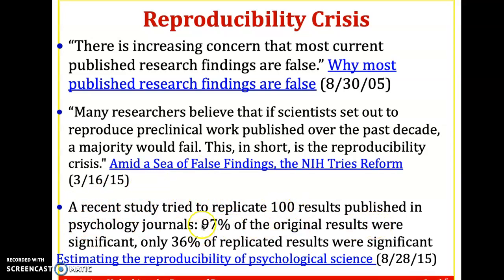97% of the original results, 97 out of 100, were statistically significant, so yielded a low p-value. And when they reproduced them, only 36% of the replicated results were statistically significant. And this caused quite a bit of shockwaves in research communities.